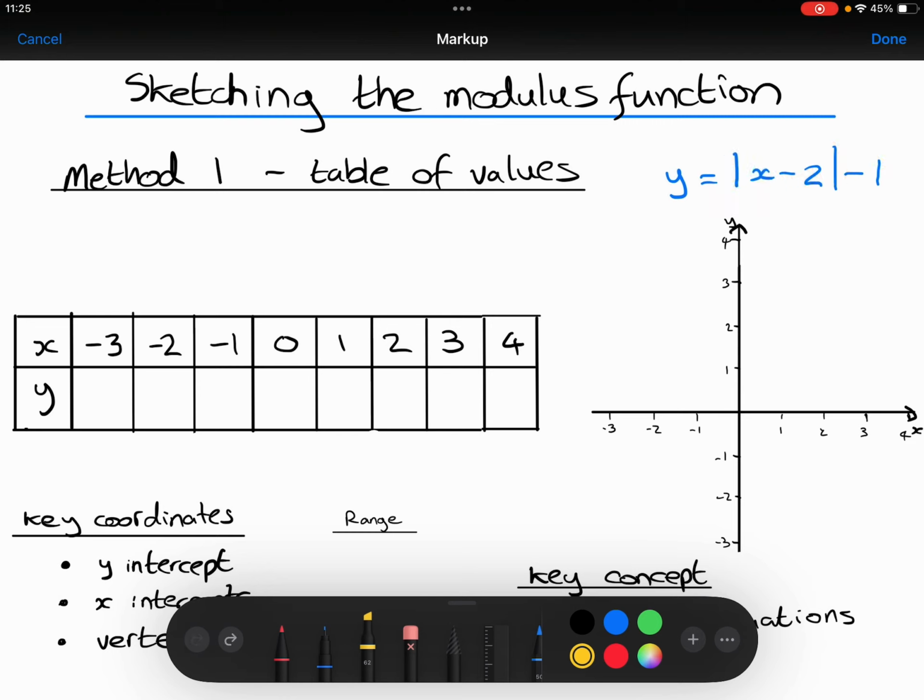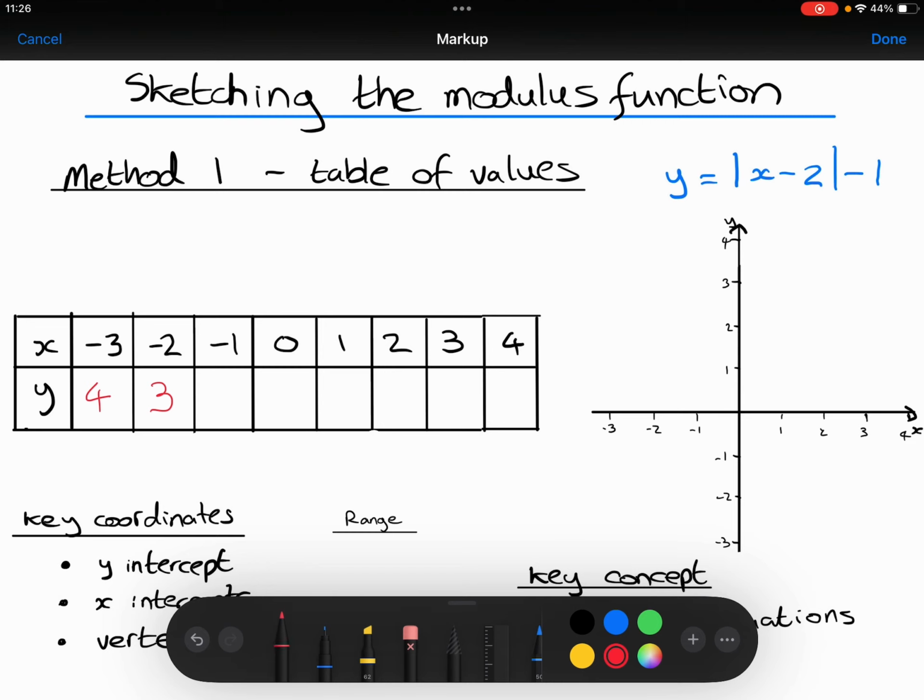So first, we're going to substitute -3 in. So when x is -3, we have -3 minus 2 is -5. The modulus of -5 is +5. Minus the 1 is 4. Next, we're going to substitute -2 in. -2 minus 2 is -4. The modulus of -4 is +4. Subtract the 1 is 3.